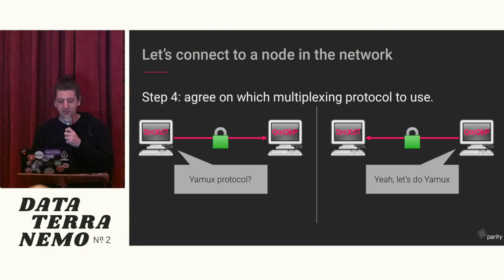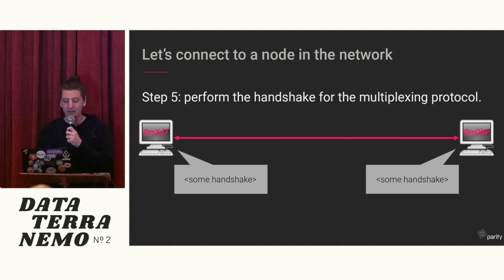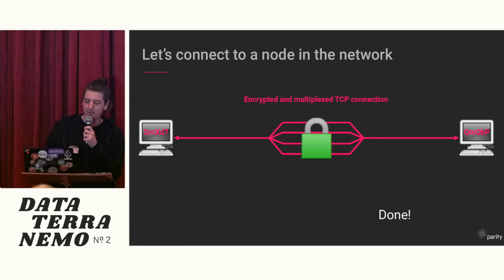Step 4, you use multiplexing. Same principle. Which protocol do you want to use? Let's use Yamux. Yes, let's do Yamux. And then an optional Yamux handshake. And that's how we establish a connection between two libp2p nodes. At the end, you have encryption and multiplexing over TCP.